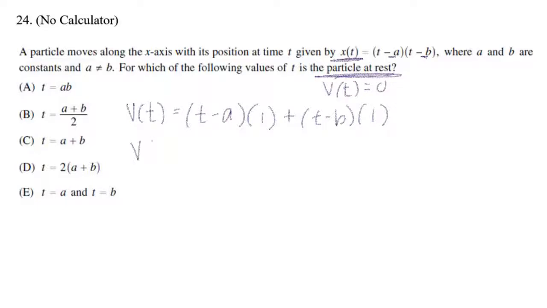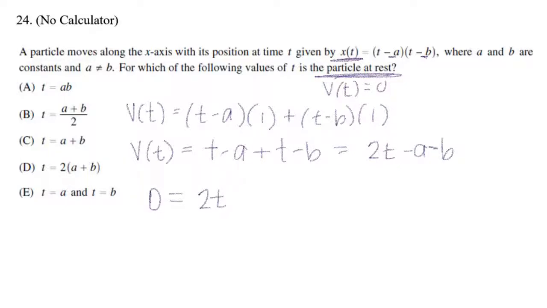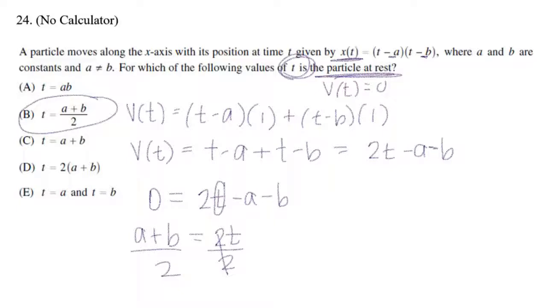And let's see, let's go ahead and see what we can put together here. So all of that's going to be t minus a plus t minus b. And then if we collect our terms, we have 2 times t minus a minus b. And now if we set this equal to 0, we have 2 times t minus a minus b. Now remember, we're looking for the time t, so we're solving for t. So it looks like we need to add a and b over, and then that's going to give us 2 times t, and then we would need to divide by 2. So we get a plus b all over 2, which is going to be b.